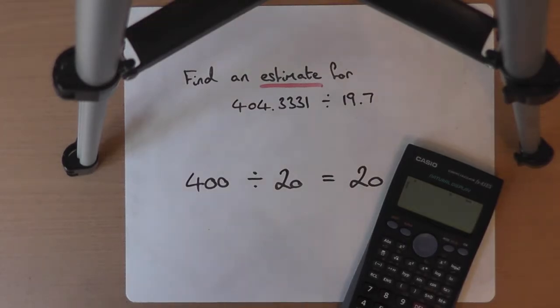Now, if we were to pick up a calculator and work out the exact answer, 404.3331 divided by 19.7, we would get the exact answer of 20.52452284 and then potentially some more. Which I would say is pretty close to the 20 that we have given as a rough answer. And our estimate holds up.